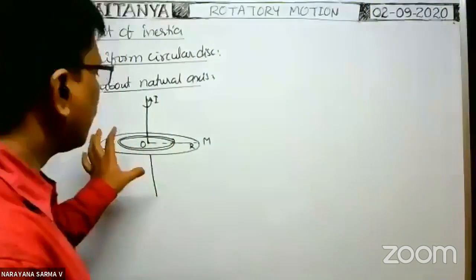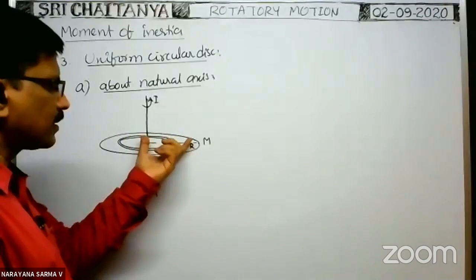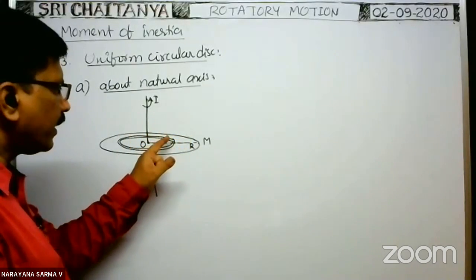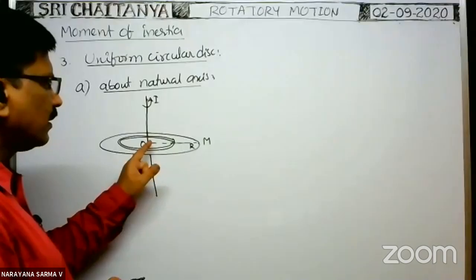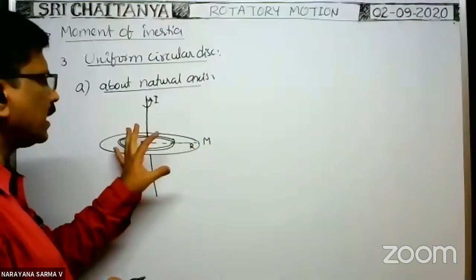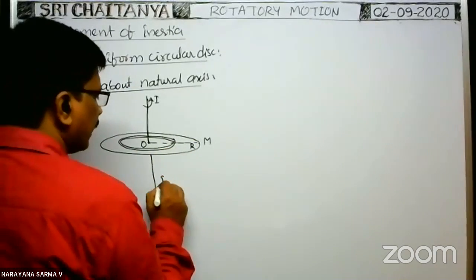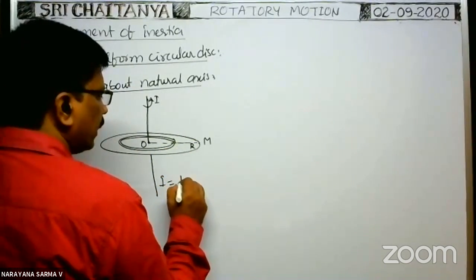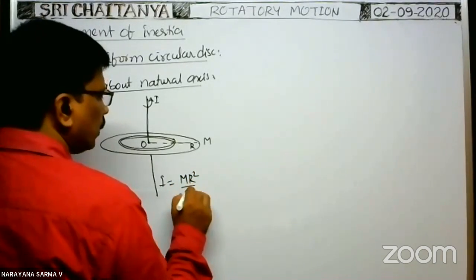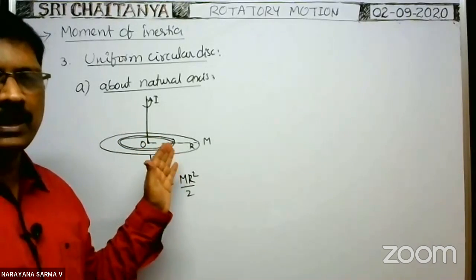So the disk can be imagined as the combination of a number of concentric circular rings. For one circular ring, you find the moment of inertia, then you integrate over the radius of the ring from 0 to R. Then you will get the moment of inertia of the entire disk about this axis: I equals MR square by 2. So about the natural axis of the disk, the moment of inertia is MR square by 2.